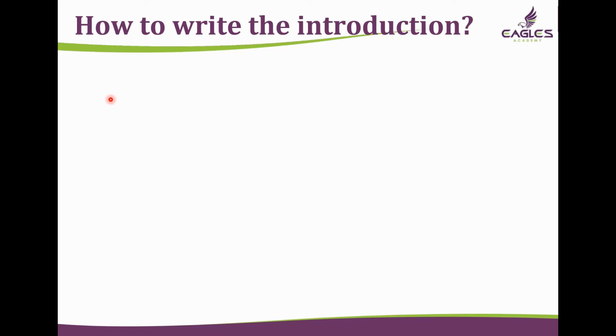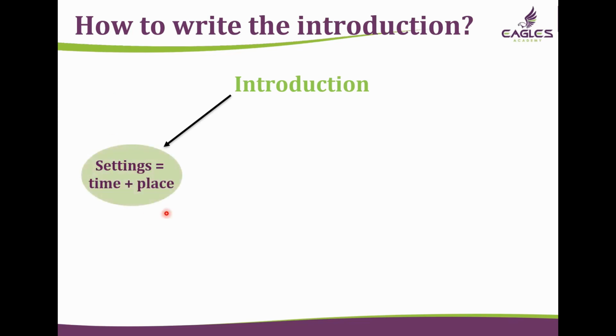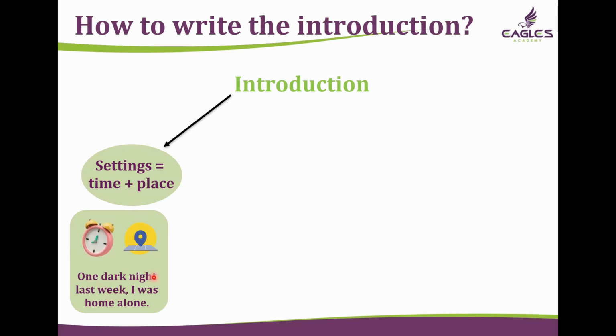Well, so here we have to know that there are a lot of different ways to hook the reader. Now I'm going to show you these ways. So you may start your story with settings. What do you mean by settings again? It means time and place. Let's see an example. One dark night last week, I was home alone. When the reader reads the setting, he or she will wonder what happened next. So, settings.